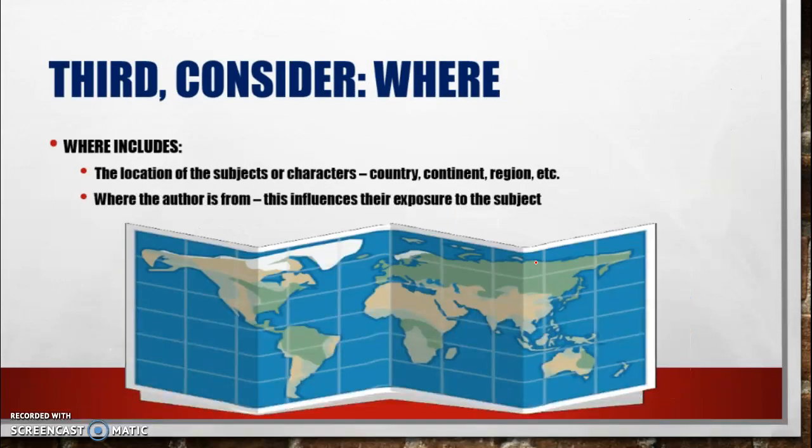The third W is where, and where the author is from and where is the location of the actual cartoon. Pretty self-explanatory. These are things to consider when you actually get this information to your students to use. Where the author is from definitely influences their exposure to the subject. A political cartoonist from Oklahoma will definitely see politics differently than a political cartoonist from New York.